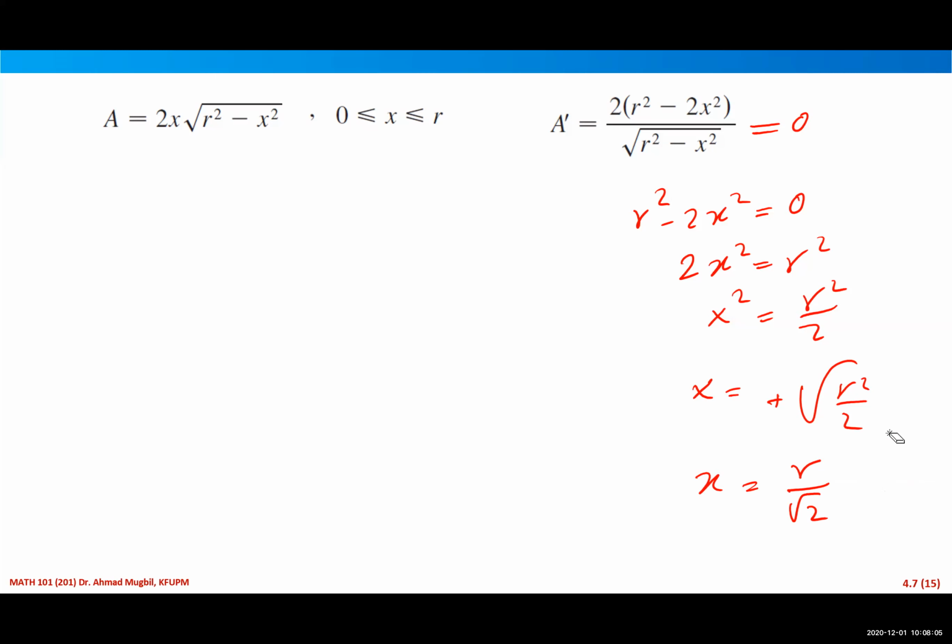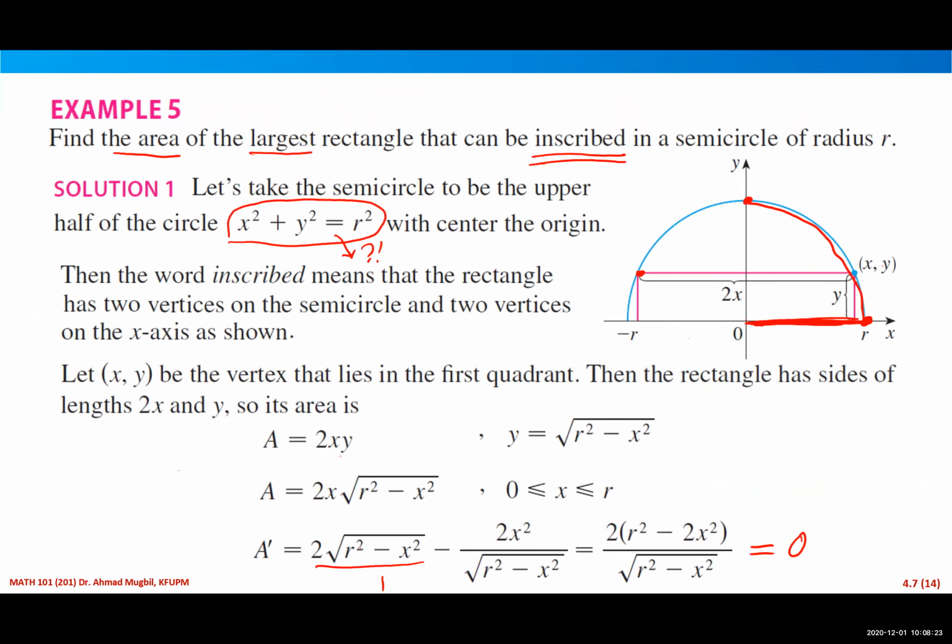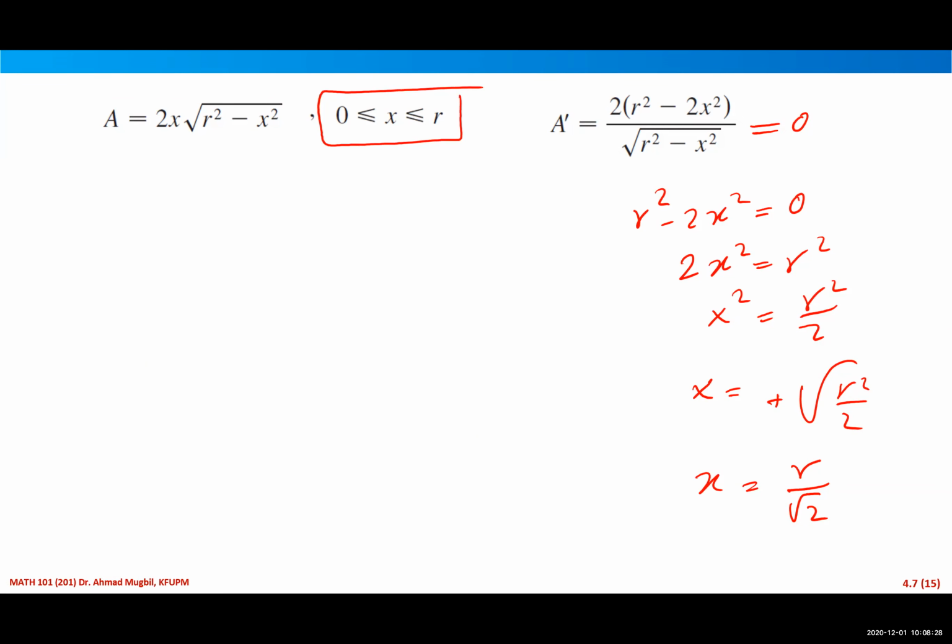Now, this is the critical number. Of course, you need to make sure that X is between 0 and R. So this number is between 0 and R. Now, if you remember, our X is in a closed interval. So we need to find the absolute what, guys? The absolute maximum or minimum? The absolute maximum. To find it, you need to consider the value of the function at 0, the value of the function at R over square root of 2, and the value of the function at R.